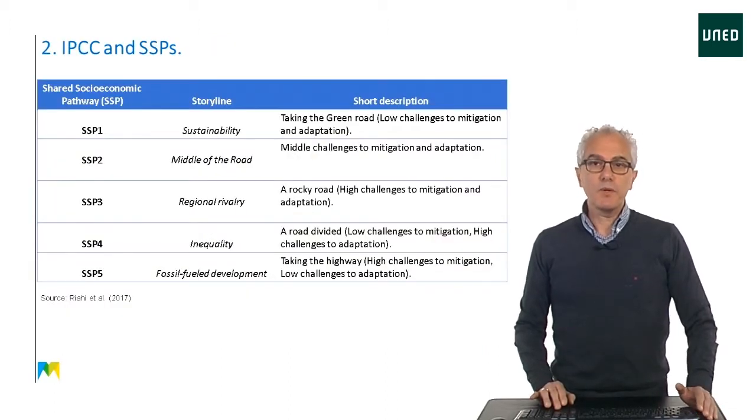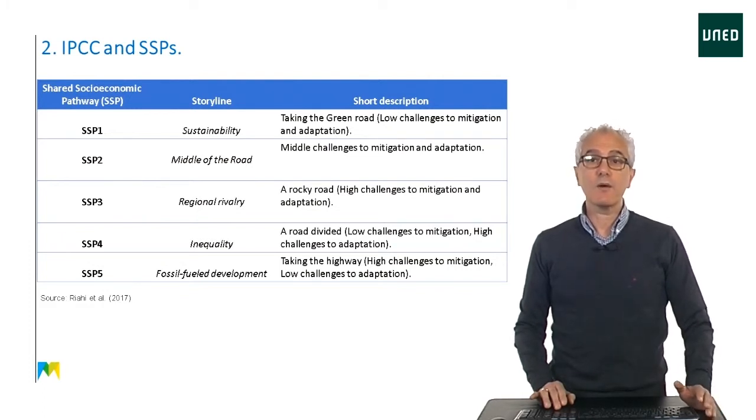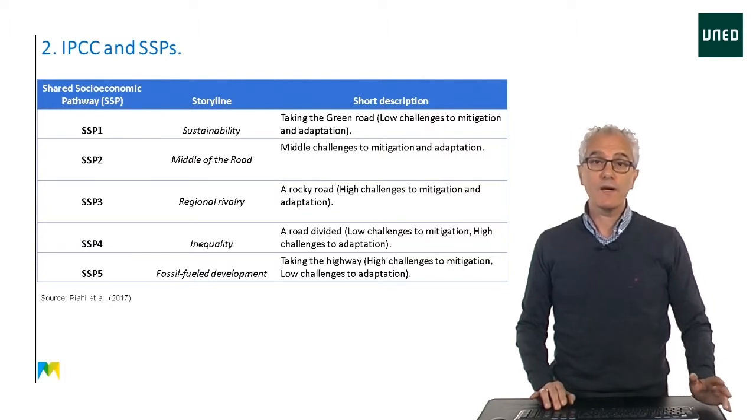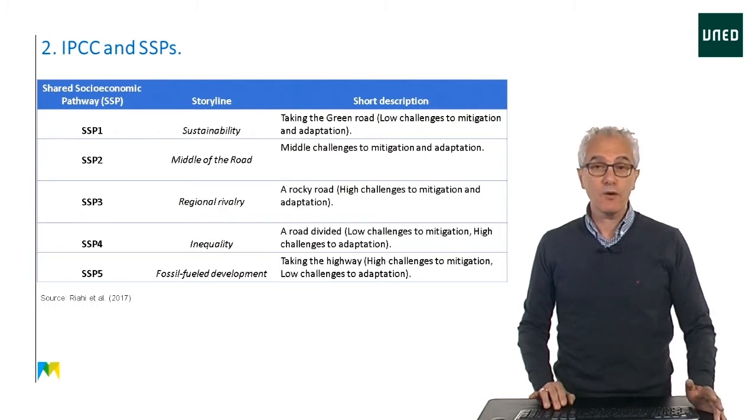One of the most popular framework scenarios is the Shared Socioeconomic Pathways, or SSPs, widely used by the IPCC in their reports. Here you can see the qualitative characteristics for their 5 scenarios. Basically, SSP1 is a scenario which could be defined as a green growth narrative, where the energy transition goes together with economic development. SSP2 is sometimes also known as a business as usual scenario, where historical trends are followed and no big efforts on the energy transition are to be expected.